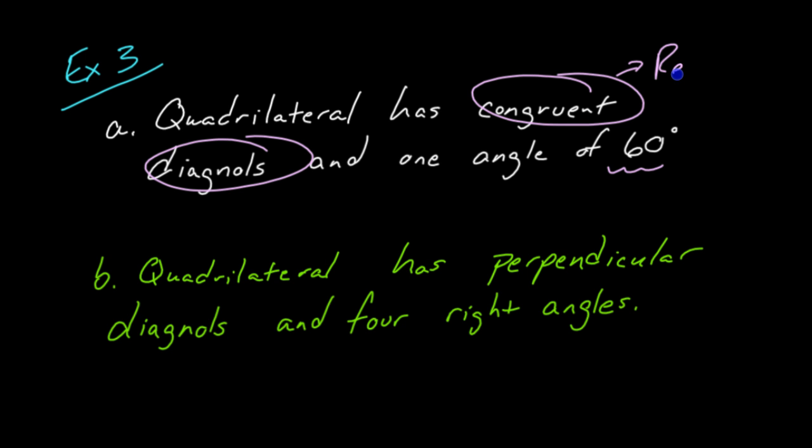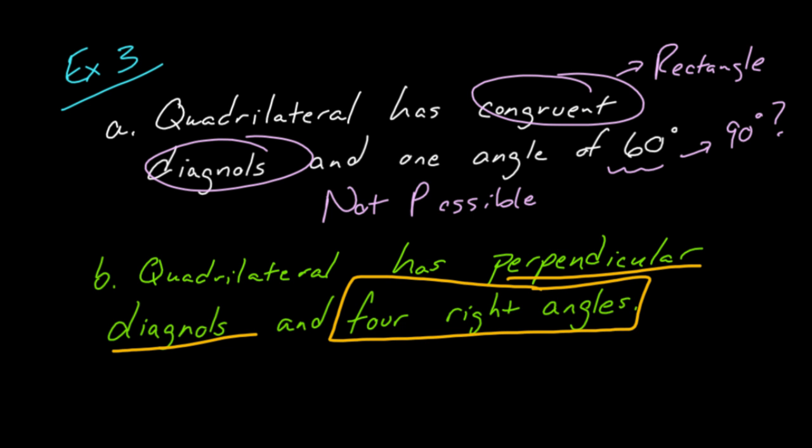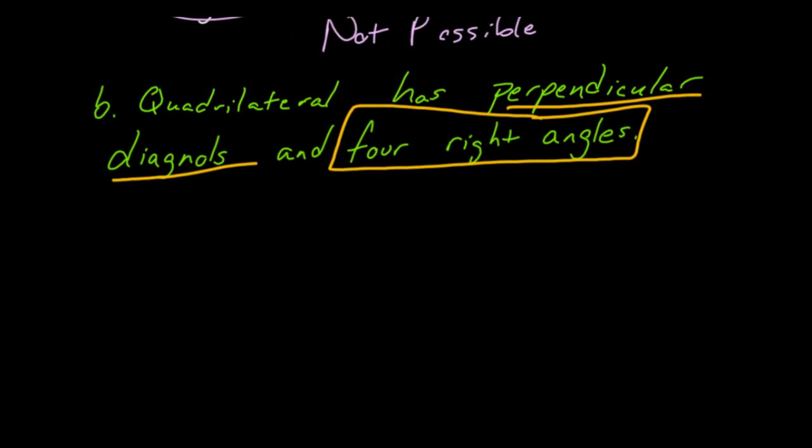Now, congruent diagonals should be hinting at the fact that it's a rectangle, right? But unfortunately, rectangles have 90 degrees, not 60 degrees. So this one is actually not possible. It's not going to be anything. Let's take a look at the second one. It's got perpendicular diagonals and 4 right angles. So perpendicular diagonals, we had said that that's that clear indication of a rhombus.